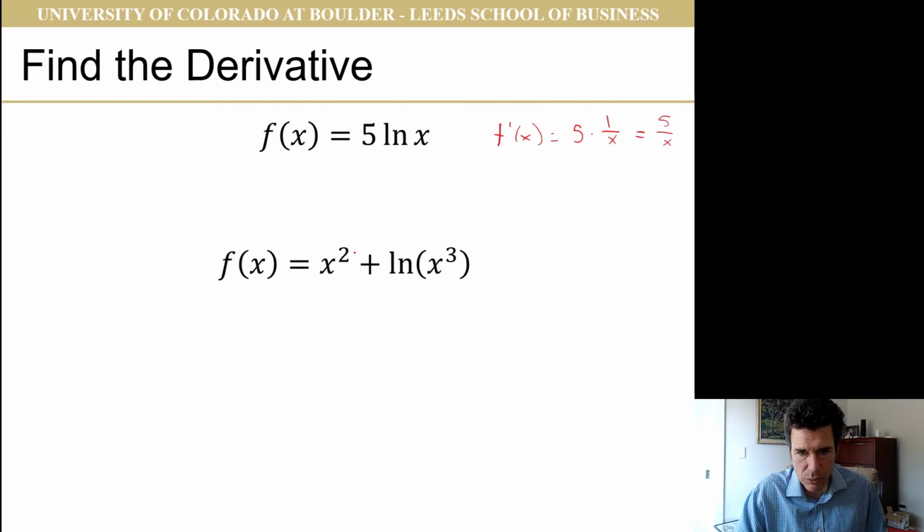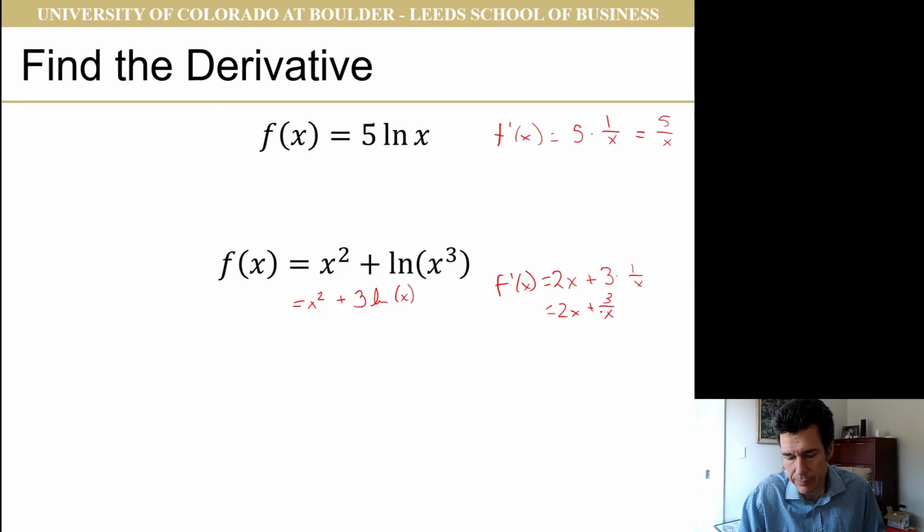F of x equals x squared plus ln of x cubed. We don't know how to take the derivative of ln of x cubed yet. We'll learn that a couple of lessons away, but we'll learn that. So we need to rewrite this first. So that's x squared plus, property of natural logs, 3 ln x. Now we can take the derivative. F prime of x equals x squared, that's a power rule, 2x to the 1, plus 3 times 1 over x equals 2x plus 3 over x.